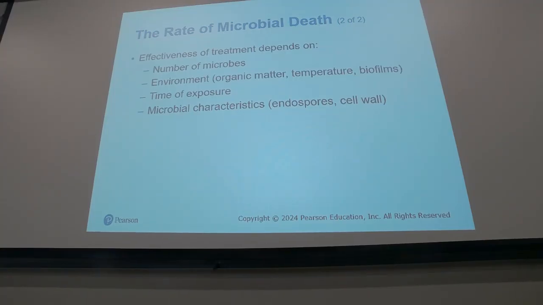Now, the rate of microbial death will depend on several factors. One of them will be how many microbes you start with. Second, the environment. Are these microbes protected by organic matter? Are they found at the right temperature? Do they form part of a biofilm? And how long do you expose these microbes to these disinfectants or chemical agents for controlling microbial growth?